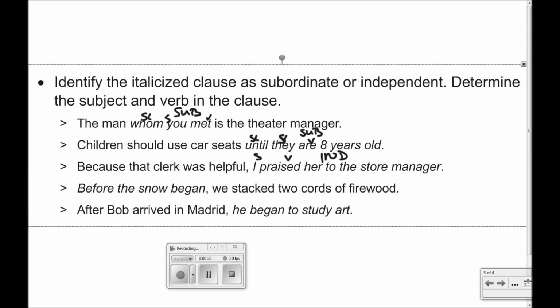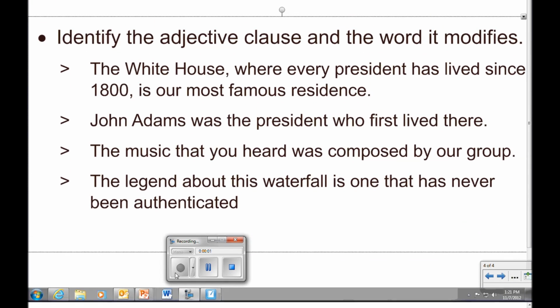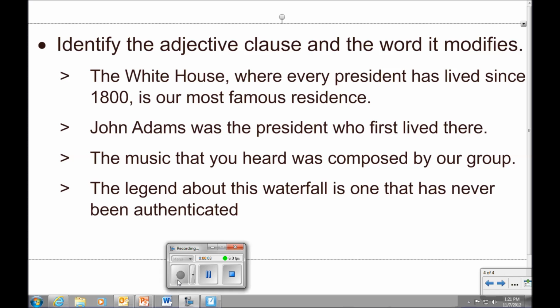In the next one, before the snow began is subordinate. Your conjunction is before, snow is your subject, began is your verb. And lastly, he began to study art is independent. He is your subject, began is your verb. Here's a little practice for you for adjectives. See if you can just find the clause and tell me what it modifies.